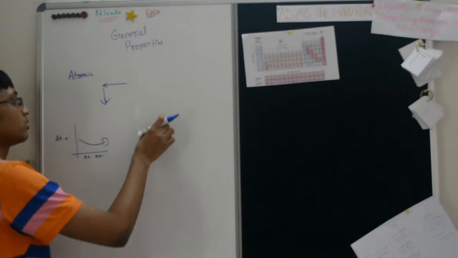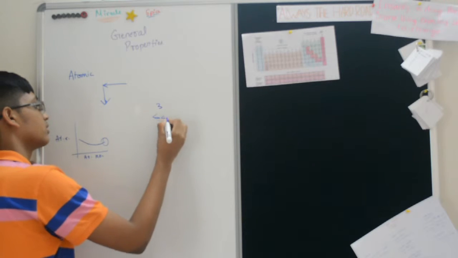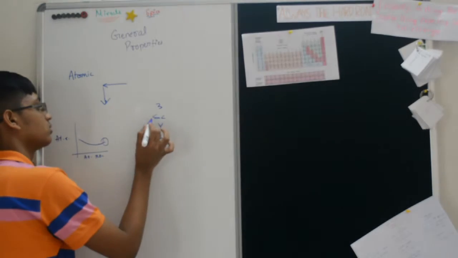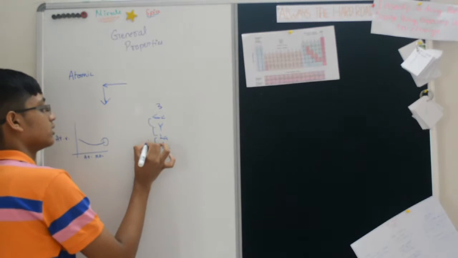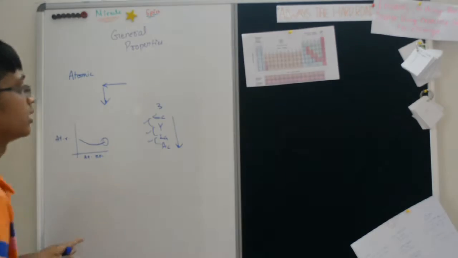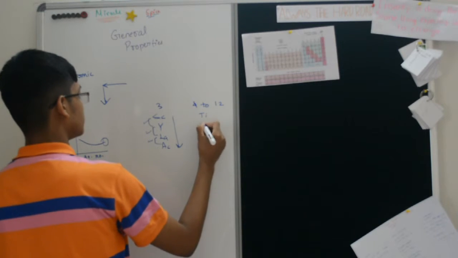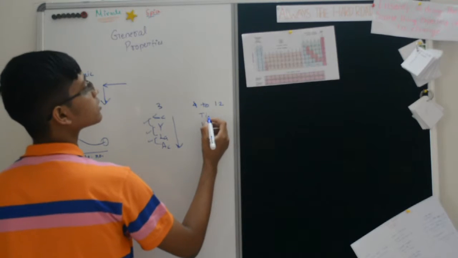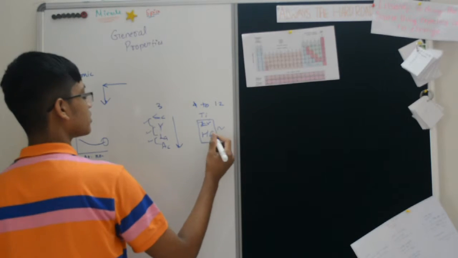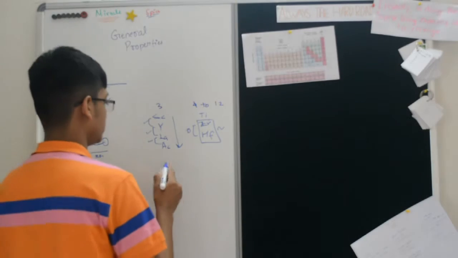Now along the group, in the third group, scandium, yttrium, lanthanum and actinium, the difference between these will be greater, this is greater, this is greater, so the order is like this. However, in the 4th to the 12th groups, starting from titanium, zirconium and hafnium are almost similar. So the difference will be almost equal to 0. This is due to the lanthanide contraction.